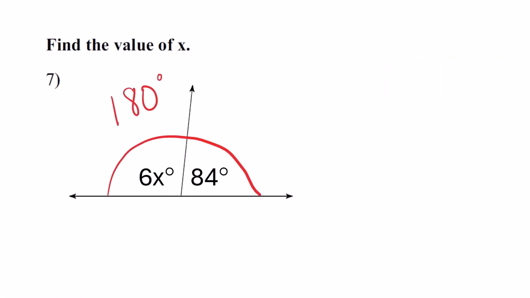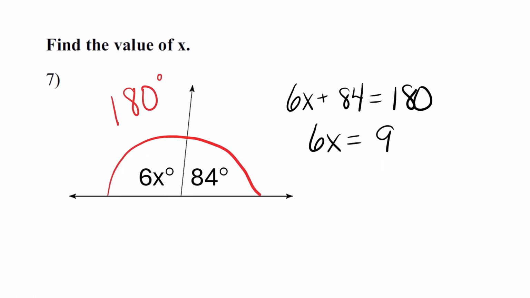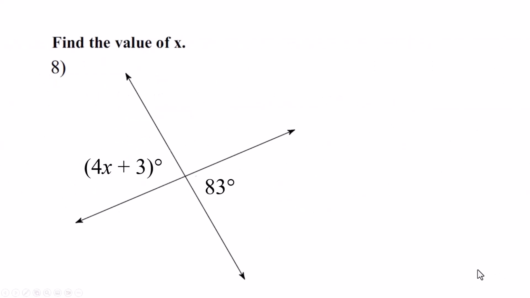These two make a linear pair, and that's going to add up to 180 degrees. So 6x plus 84 equals 180. If I subtract 84 from both sides, I come up with 6x equals 96. Now divide both sides by 6, and we get x equals 16, and that's all we were asked to do. Yeehaw! Try it. I'll be right back.